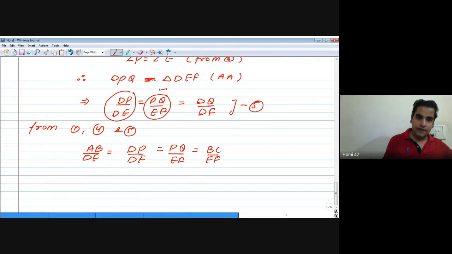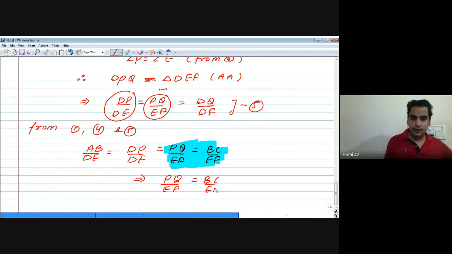Now pay attention. If you compare the last two terms, only these two terms, then can you say that PQ is equal to BC? That means PQ upon EF is equal to BC upon EF, right? EF and EF will cancel out. So what do we have? We have PQ is equal to BC. This is the important result. Now it's very easy to prove it. Now the theorem is very easy.